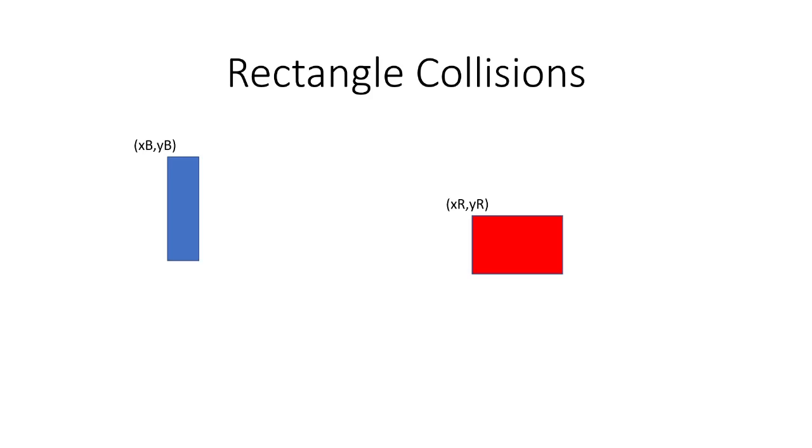Now don't forget that each rectangle also has a width and a height. So the right edge of the blue rectangle would be the XB variable, which is the left edge, plus the width. The bottom edge of the blue rectangle would be YB, the top, plus the height. Same thing goes with the red rectangle.